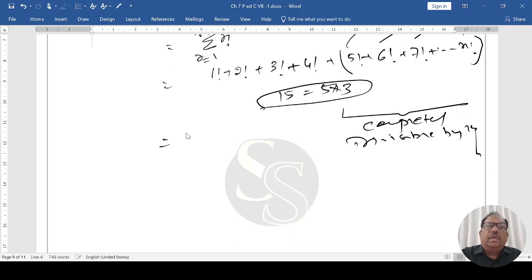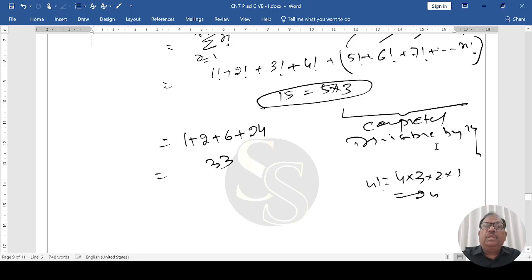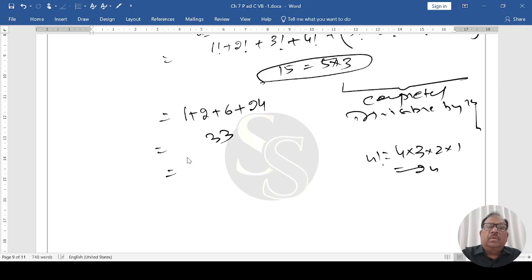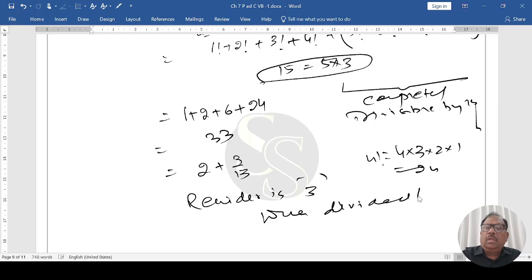Now to check here. What will the answer be? 1 plus 2 plus 6 plus factorial 4. What is the value of factorial 4? 4 into 3 into 2 into 1, factorial 4 is 24. 24 plus 9 is 33. 33 means 2 plus 3 by 15. The remainder is 3 when divided by 15. That is the answer. Right? Next question.